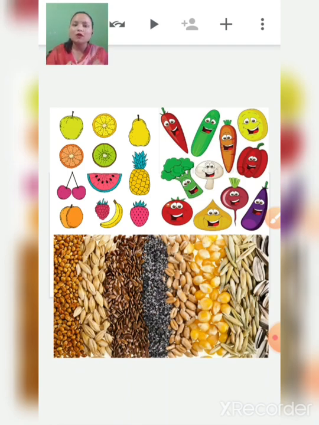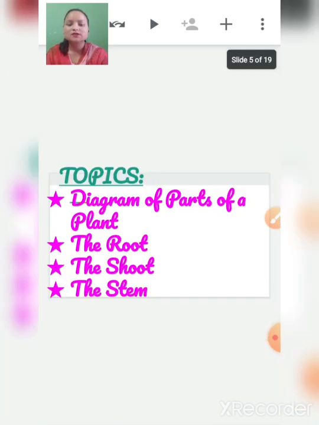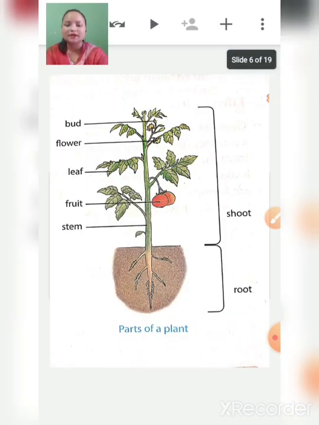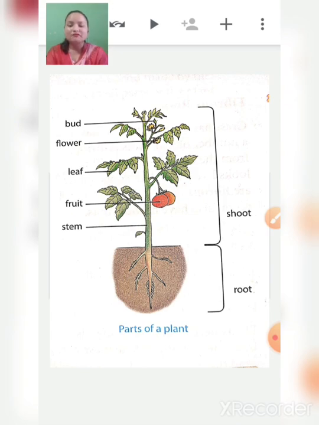Each part performs differently. So the topics which we are going to cover in this video are: first, the diagram of parts of a plant. Then we will study about the root, the shoot, and the stem. So let's begin with the diagram of parts of a plant.